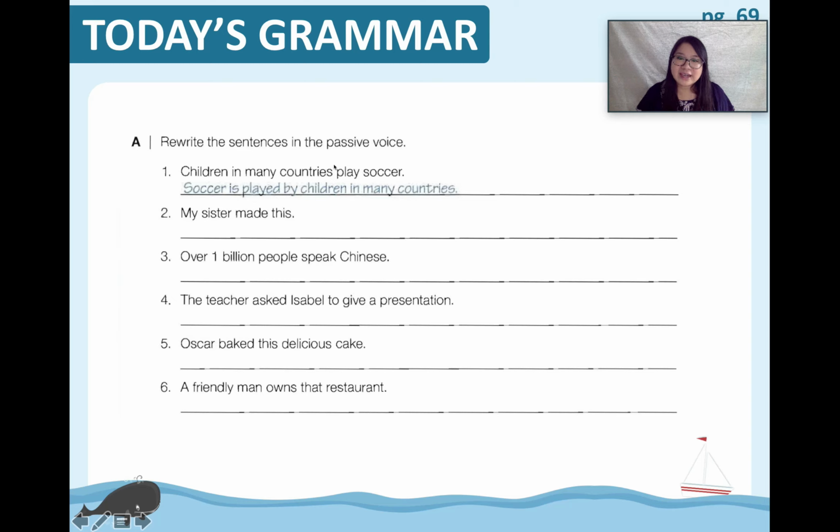When we have an extra little phrase like this, in many countries, we can usually put that at the end of the sentence. So after you write your answer, try reading it out loud and see if it feels natural. We're going to write all of our answers, and when you come back, we'll check them together.